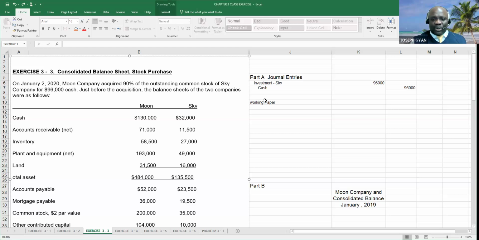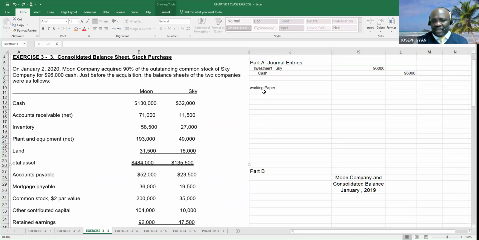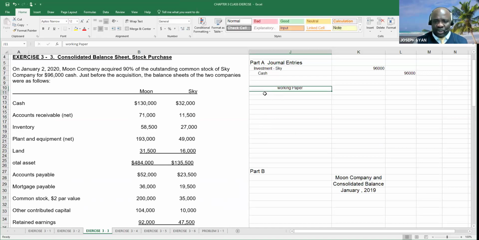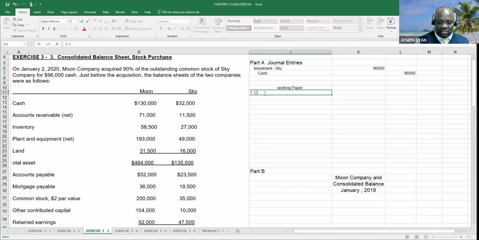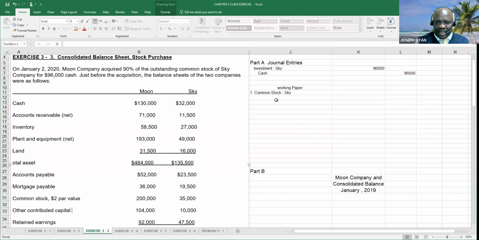I'm so sorry. Remember, they told you that if there's any difference here, it's because of the land, which means that if there's anything, we have to relate it to the land. So let's add this to the working paper. You are eliminating the Sky common stock. Not only that, you look at it here, they also have other contributed capital. So you are eliminating the other contributed capital here.